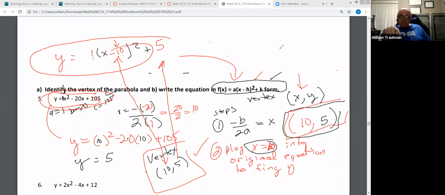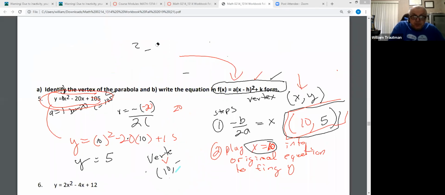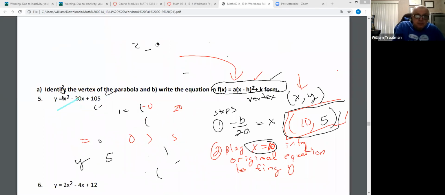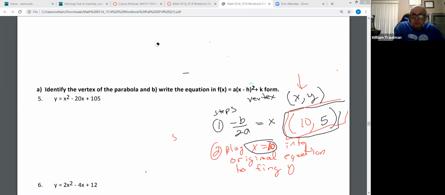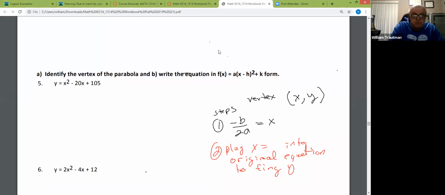All right, we're going to do the same thing for number 6. So we'll do the same thing. We'll do this again for number 6. Let me erase all this except my steps. And I'm going to get rid of this and this. Okay, so let's do number 6.